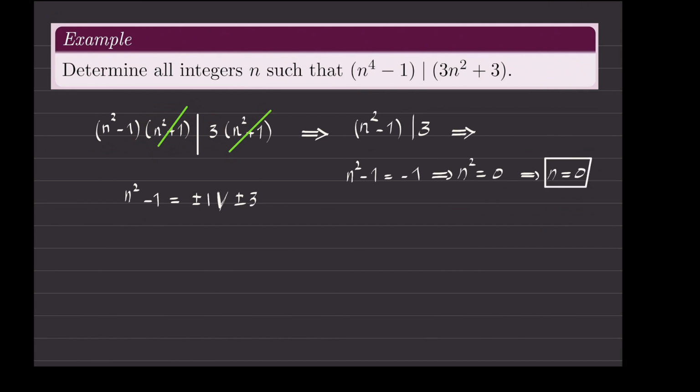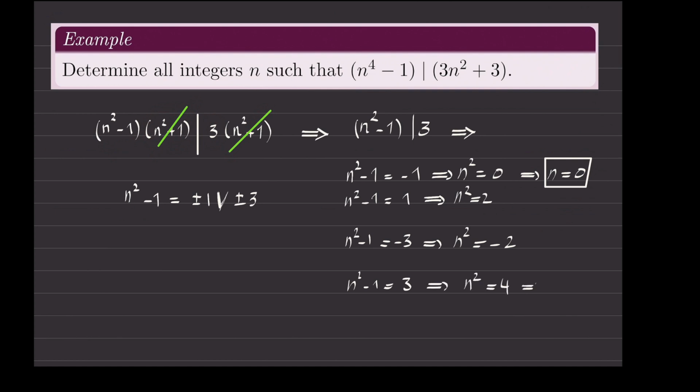And then I have n squared minus 1 equals 1. This gives me n squared is equal to 2, which will not give rise to any integer solution. n is plus or minus square root of 2. And then n squared minus 1 is minus 3. Then it means that n squared is minus 2, which is not even possible in the realm of integers or even real numbers. And then the next one, n squared minus 1 is 3, which gives me n squared is 4.